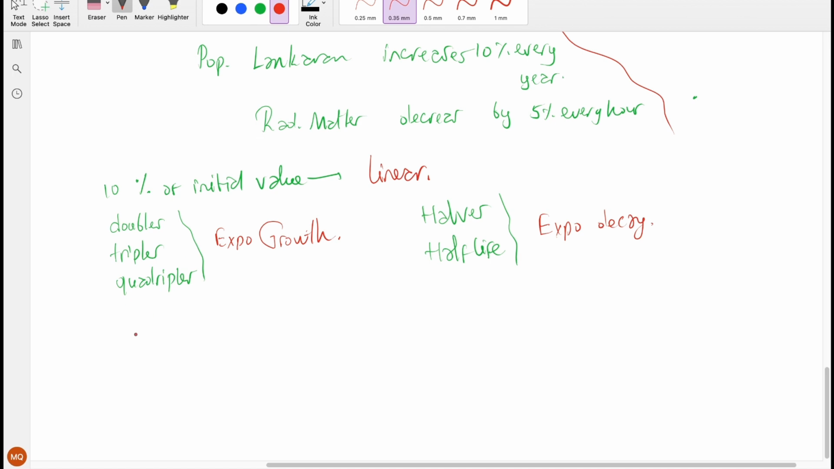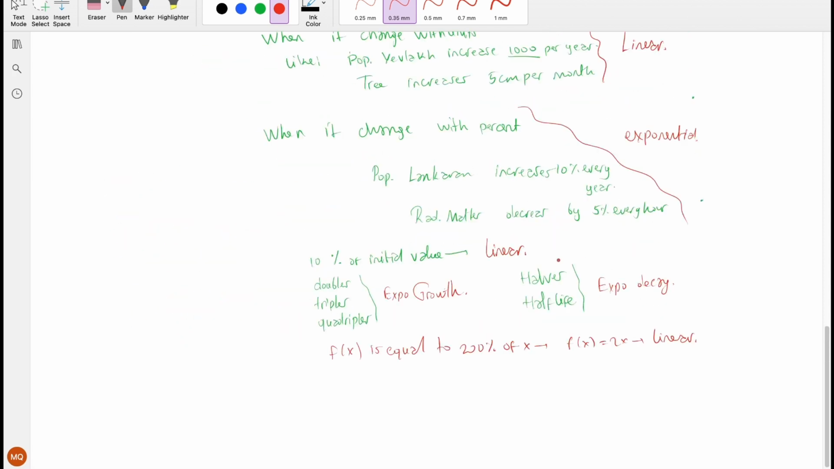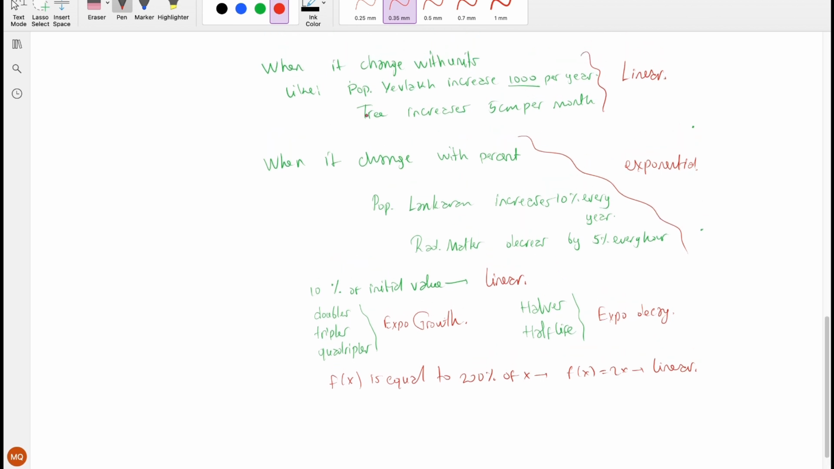When you have this type of question, I see it from Blue Book. I think Blue Book. F of x is equal to 200% of x. So it is f of x is equal to 2x. So it is linear. Okay, this type of question is very popular in SAT. If you understand this part, I think you can write all of them correct.